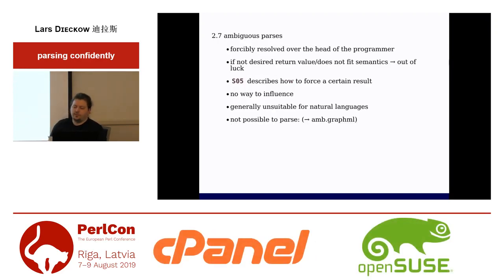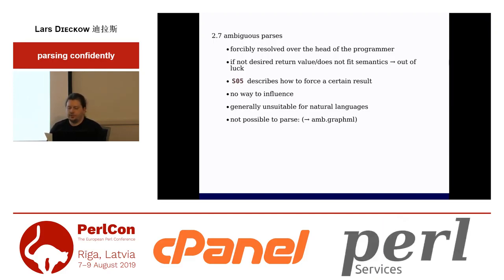Ambiguous parsers are forcibly resolved over the head of the programmer, and if that was not the desired return value or does not fit the desired semantics, then you're out of luck. The documentation names an incomplete convolute of rules, which in turn points to a document, S05, which says about itself that it might be out of date. In any case, S05 describes how to force a certain result. And if the programmer does not like that, then there's no way to influence it, and there's also no documentation how one might be able to achieve that. That makes the parser generally unusable for parsing natural languages.